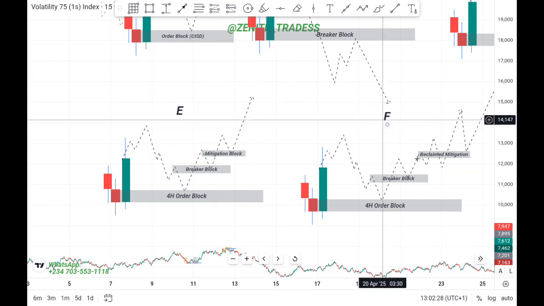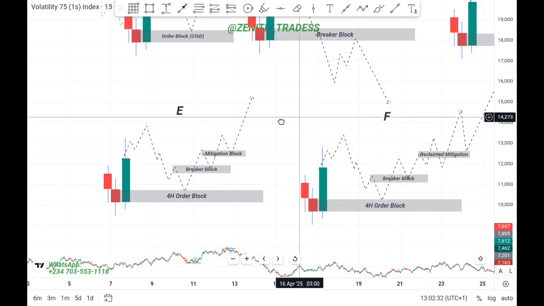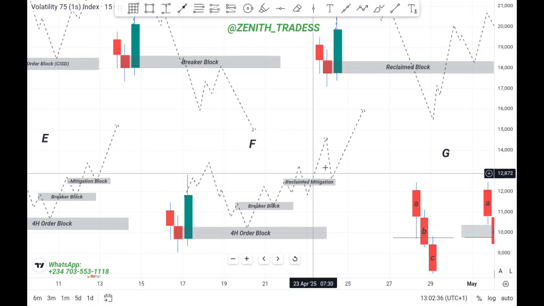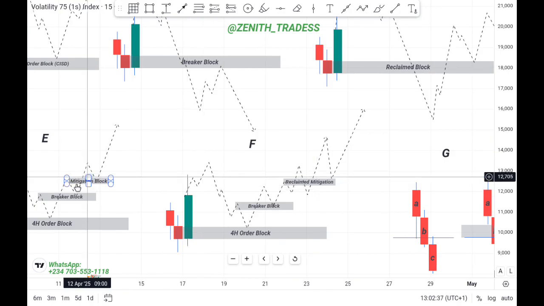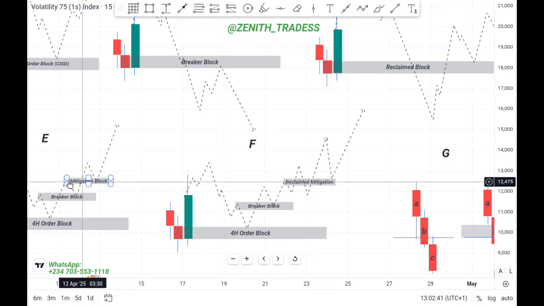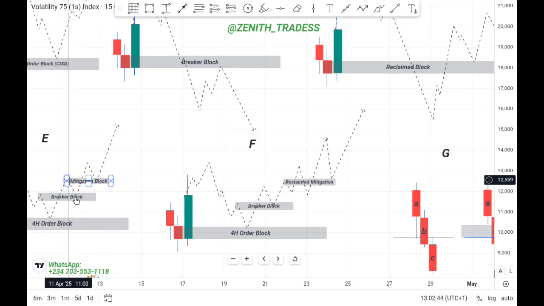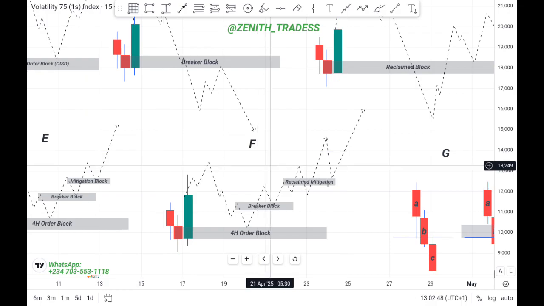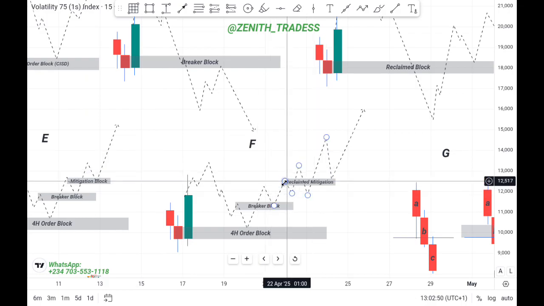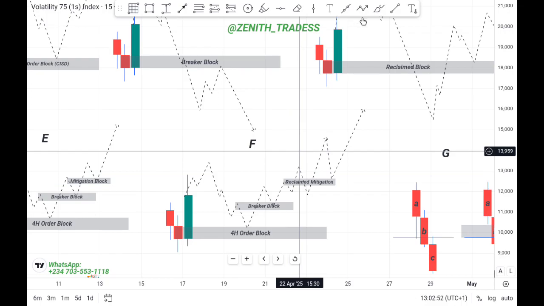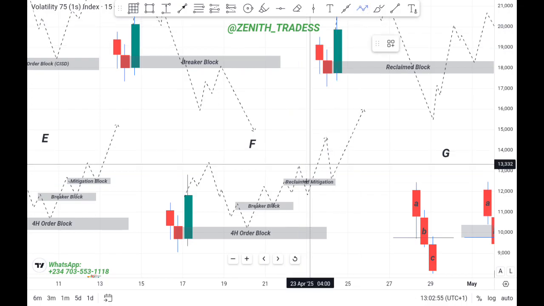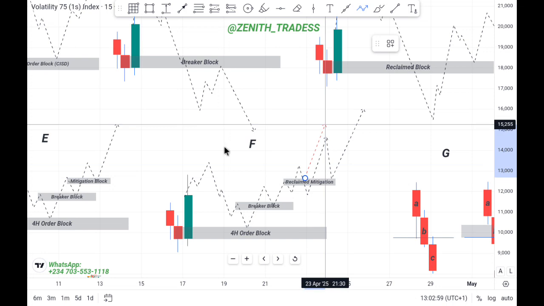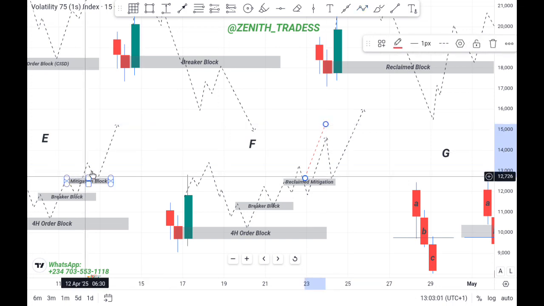Okay, so this is breaker block and this is reclaimed mitigation, right? You see what happened here? Here we have a simple mitigation. This old high was invalidated, then it got retested going up. But for this case, just look at what happened here. Look at this old high, it was invalidated. Then we expect price to retrace to hit here before moving further, just like what happened with a simple mitigation here.